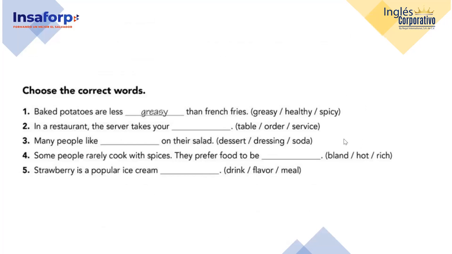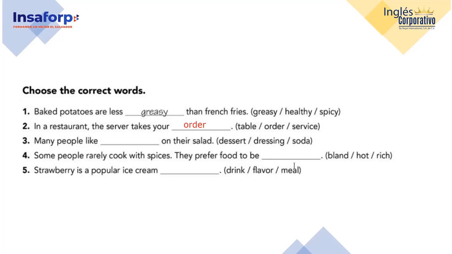Look at this one. We have to choose the correct option. In parentheses, we have some options: greasy, healthy, spicy. So baked potatoes are less greasy than French fries. Okay. What about number two? In restaurants, the server takes your order. Exactly right. We have table service.